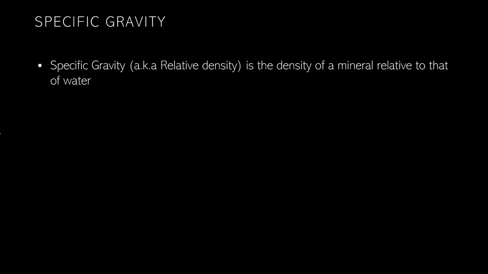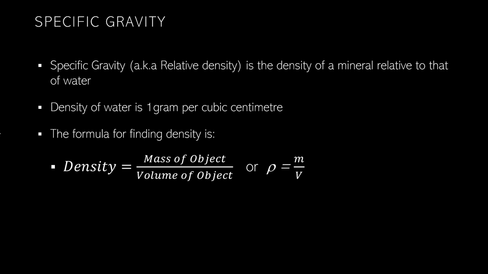Specific gravity. The specific gravity of a mineral, also known as its relative density, is a measure of the density of a mineral relative to that of the same volume of water. The density of water is 1 gram per cubic centimetre. The formula for calculating a mineral's density is mass divided by volume.